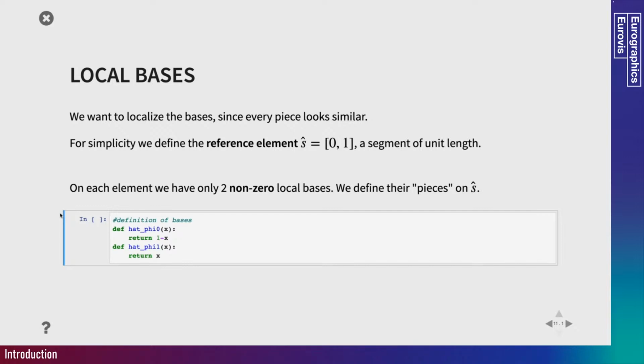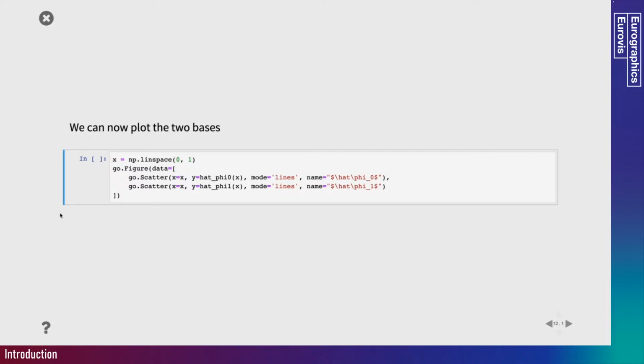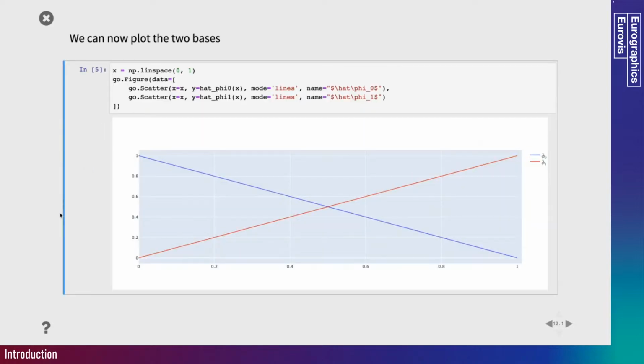And the other one is just the x function. You see here the nice part about having this reference element is we can literally hardcode that stuff, and this simplifies everything a lot. So we can try to plot them to see if it looks like it should be. Here we have only two, one going down in blue, and the other one going up. And here we have coded the reference element, which is just the segment 0, 1.